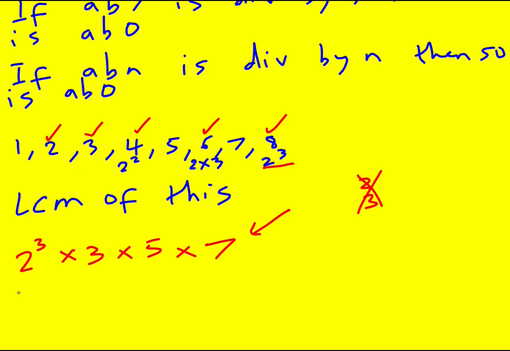I can do this quite quickly by doing 3 times 7 is 21, 2 times 5 is 10, and I'm left with an extra 4. So that's going to give me 84 times 10. It's going to give me 840. Okay, a 3-digit number. So 840 is the smallest number that is divisible by 1, 2, 3, 4, 5, 6, 7, and 8.